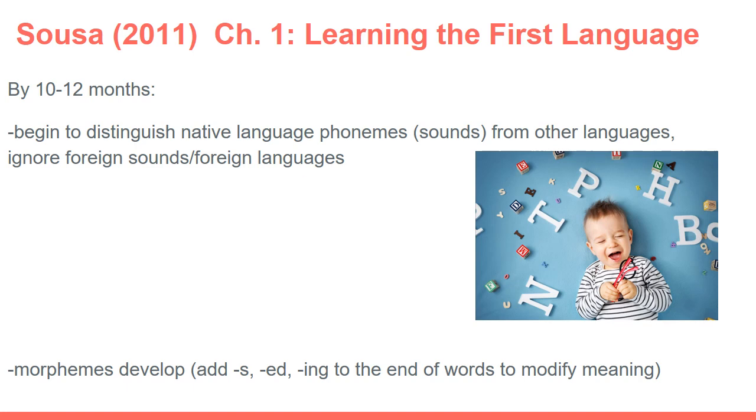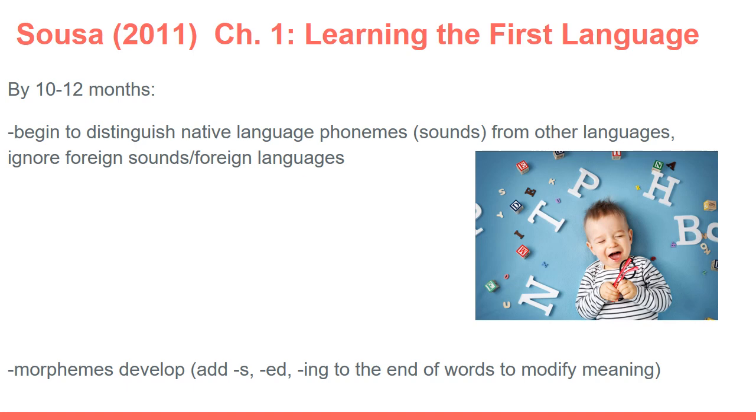By 10 to 12 months, babies focus and distinguish native language phonemes, so the language that their parents are speaking to them, the language that they hear most, from other language phonemes. They start to ignore the other language phonemes. They start to specialize and focus on their native language.